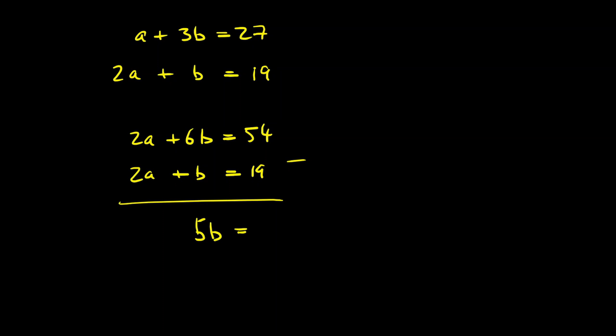And 54 minus 19, again, I'm so sorry, I'm just quite tired today, I'm just going to do that, is 35. Therefore, b is equal to 7.